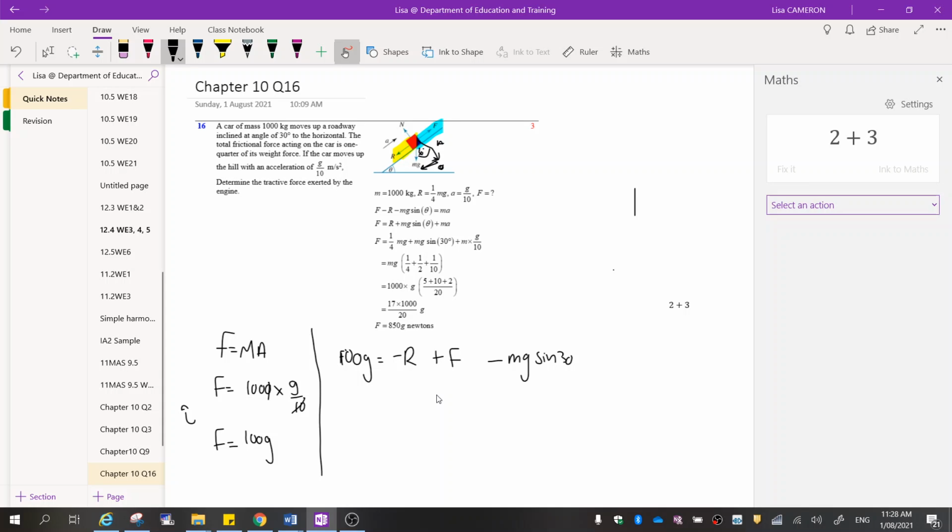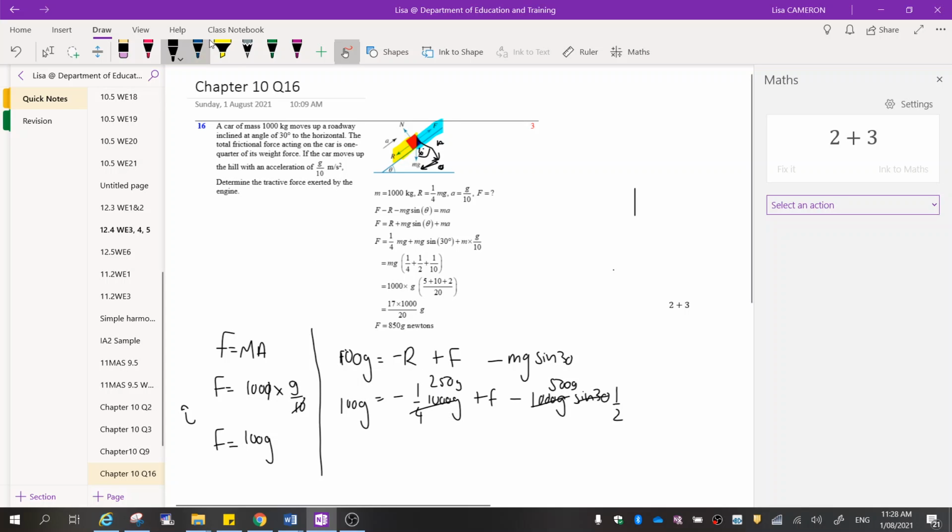Now all I have to do is substitute in. 100 g is equal to minus 1/4 of 1,000 g plus our force minus 1,000 g sine 30. Now I can start simplifying. 1/4 of this is 250 and sine 30 is 1/2, meaning that here I've got negative 500 g.